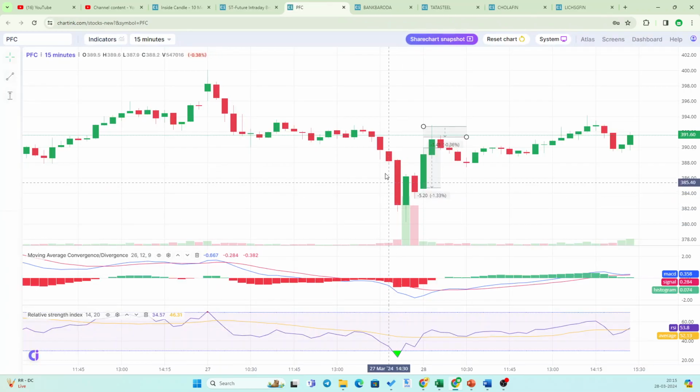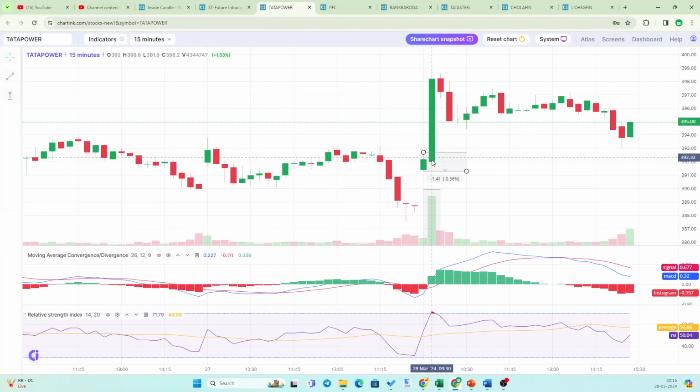In Power Finance Corporation also, the first candle is the bigger candle, 5 points. Then we got entry here at 390. It has given immediately, up to this area. This is the stop loss. Then it again went up to this area, from 390 around 3 to 4 points. It has given.